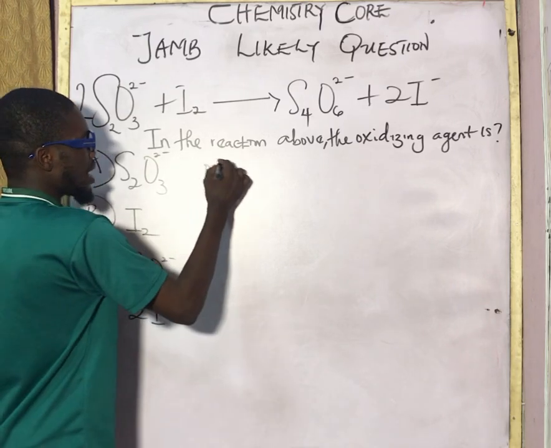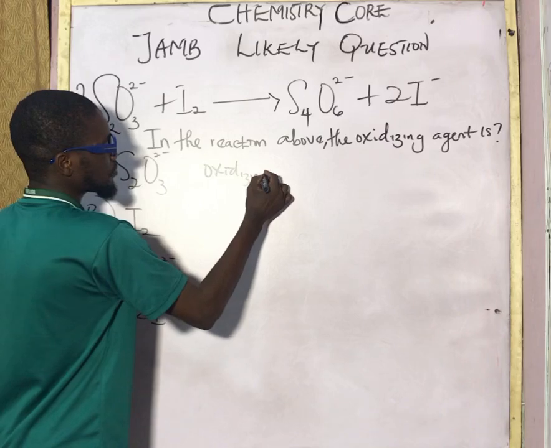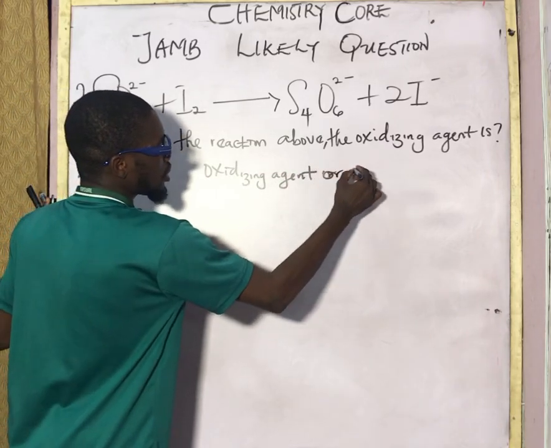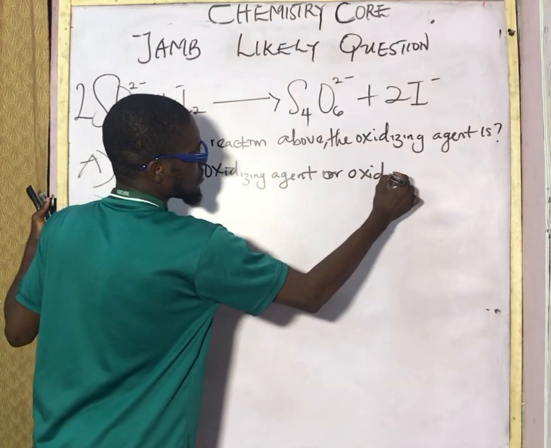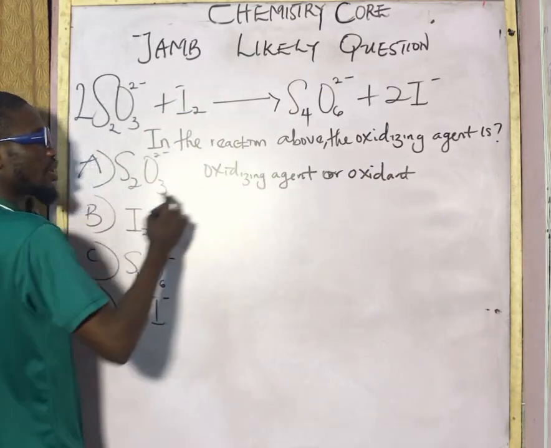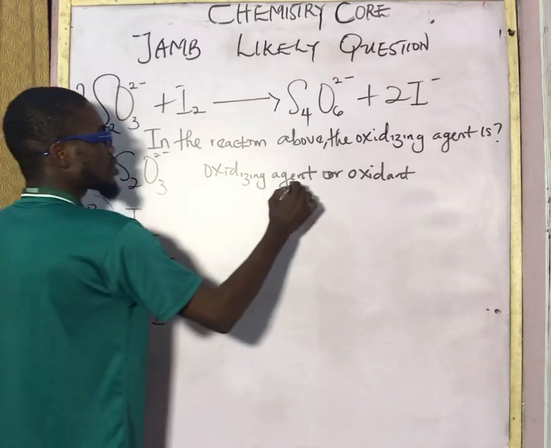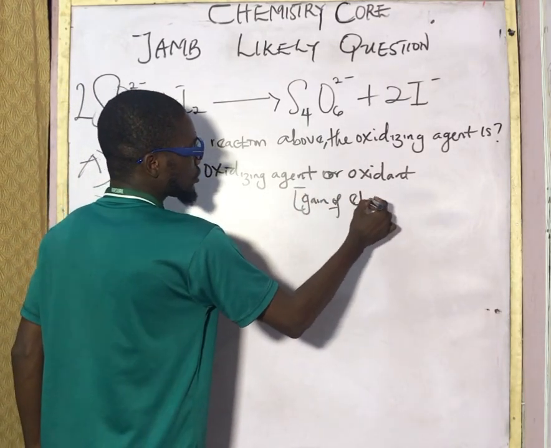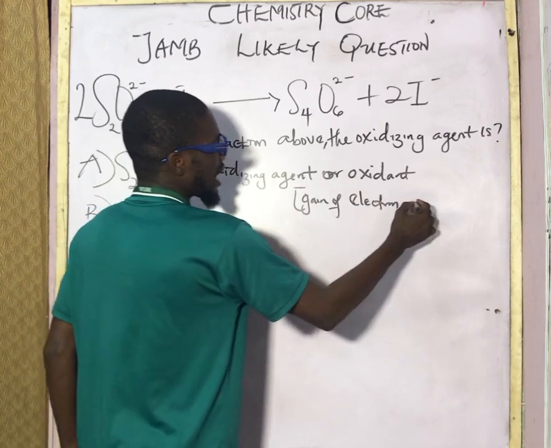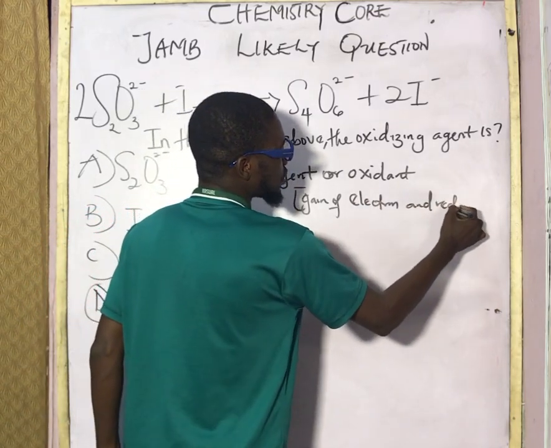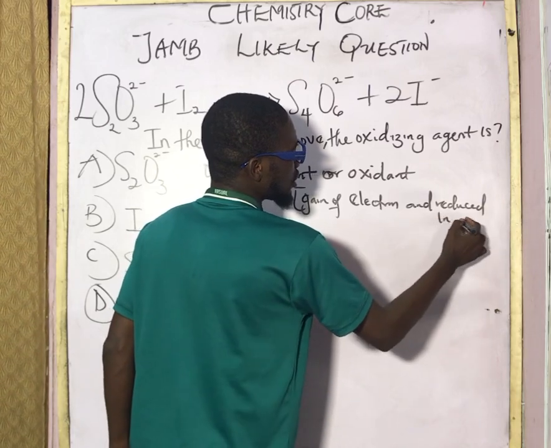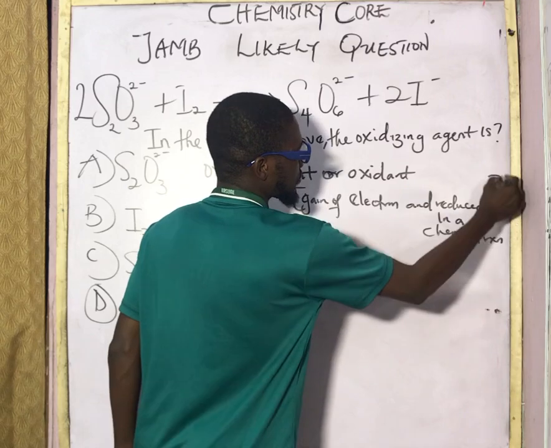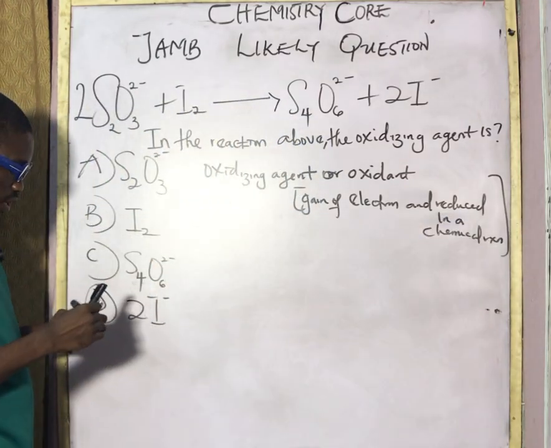like this? We have oxidizing agents, or we call them oxidants. So for these oxidizing agents or oxidants, there is what we call gain of electron, and they are reduced in a chemical reaction. That is for oxidizing agents.